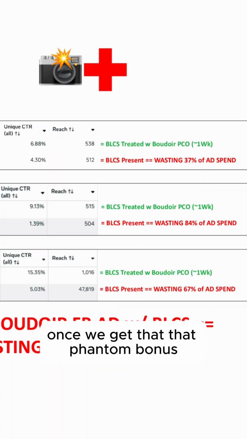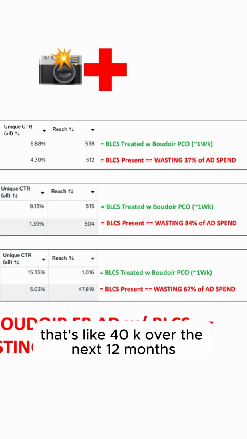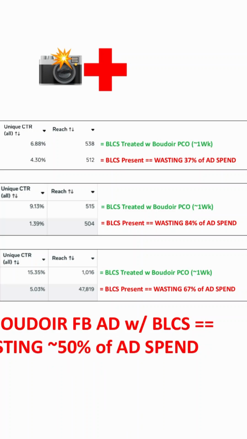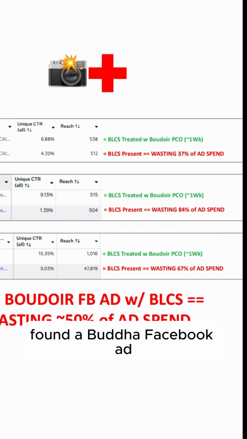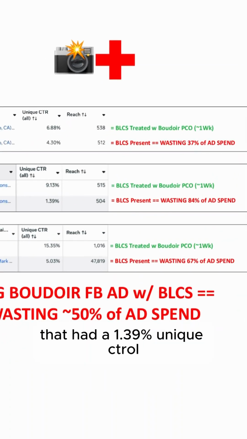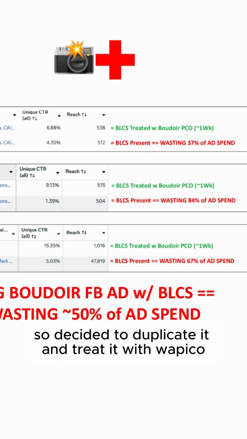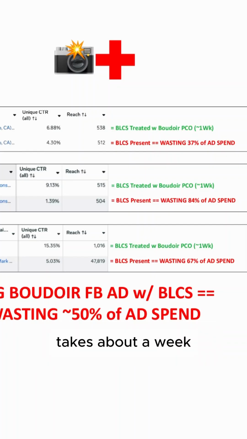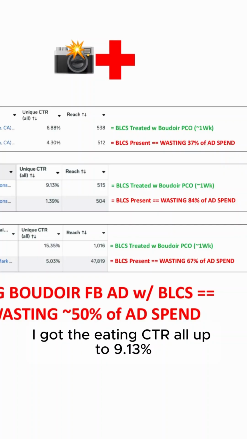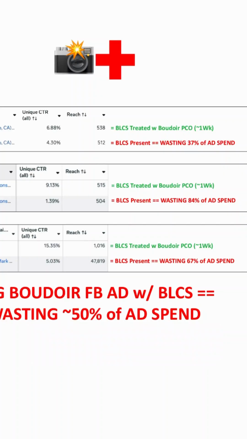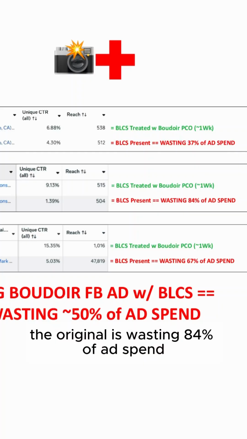Once we get that phantom bonus, what's that, like 40K over the next 12 months? I mean, dude, that's huge. Second part of the residency, found a Boudoir Facebook ad that had 1.39% unique CTR all. So we knew that BLCS was present, and so decided to duplicate it and treat it with Boudoir Pico. Takes about a week. I got the unique CTR all up to 9.13%. So we actually discovered that the original was wasting 84% of ad spend.